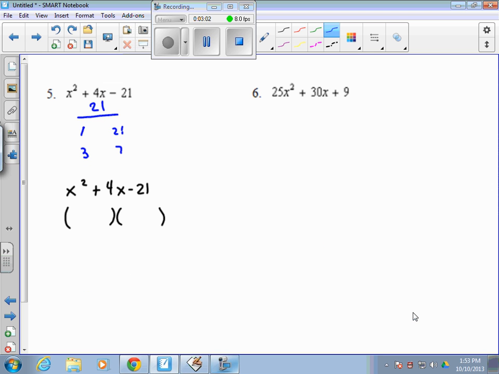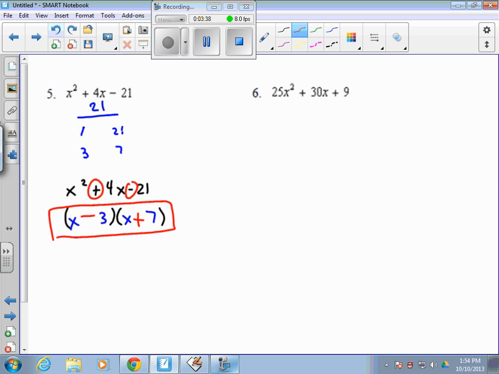Same thing with number 5, the factors of the third term, 21. Which ones can you combine and get the number 4? The only ones are 3 and 7. So 3 and 7. This sign tells you that they're going to be different. If it's plus, they're the same. If it's minus, they're going to be different. This one tells you since they're different, the larger number is plus. 7 is the higher absolute value. It's the larger number, so it's plus, and 3 is minus. So x minus 3 times x plus 7.